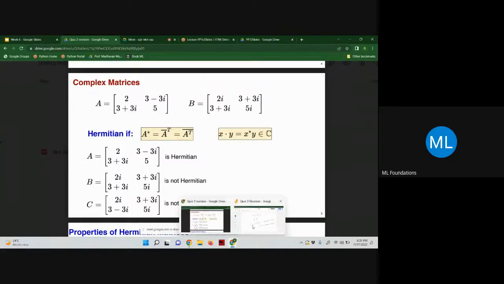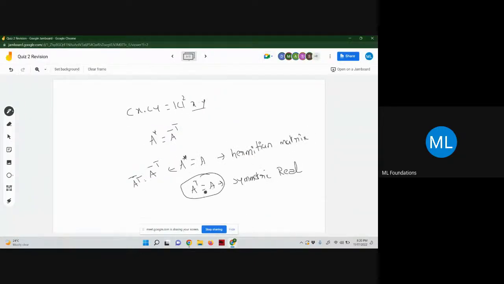So let's look at this. If A transpose equals A, then what's the condition? a_ji should be equal to a_ij, right? But here, A transpose conjugate should be equal to A. So for a Hermitian matrix, a_ji conjugate should be equal to a_ij. Which implies that if i equals j, then a_ii conjugate should be equal to a_ii, so a_ii is real. So for the diagonal elements, it's not a complex number, it will be a real number.